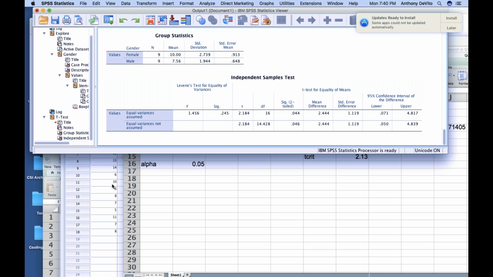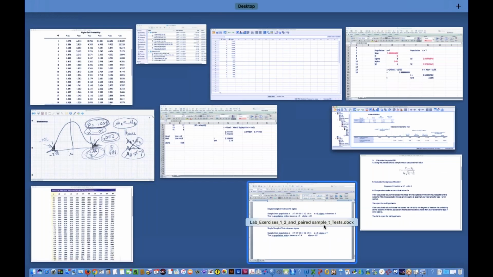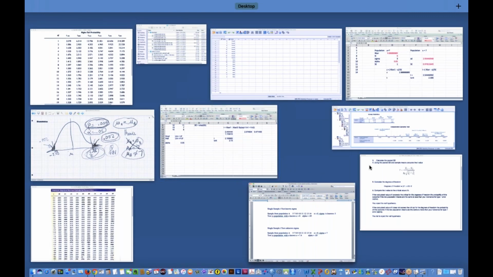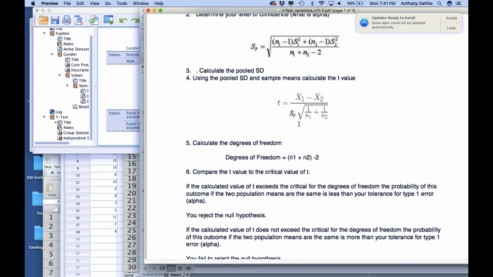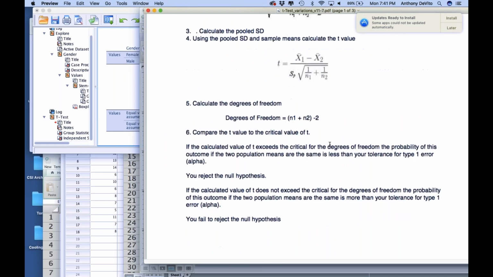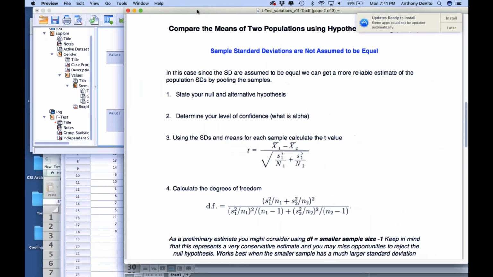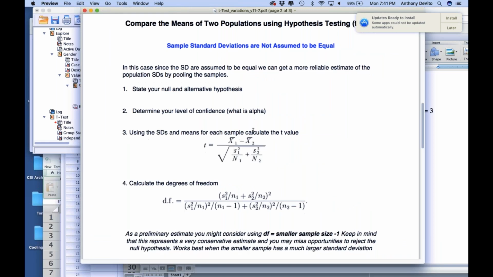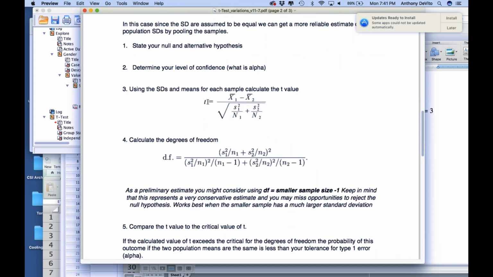I'm going to show you a quick look at that document that has all of those formulas for these different situations you might be in. This first page is for two samples with standard deviations assumed to be equal. The second page is for samples with standard deviations not assumed to be equal. Our rough estimate of that is if one is at least double the other. In that case, we calculate the t-score.